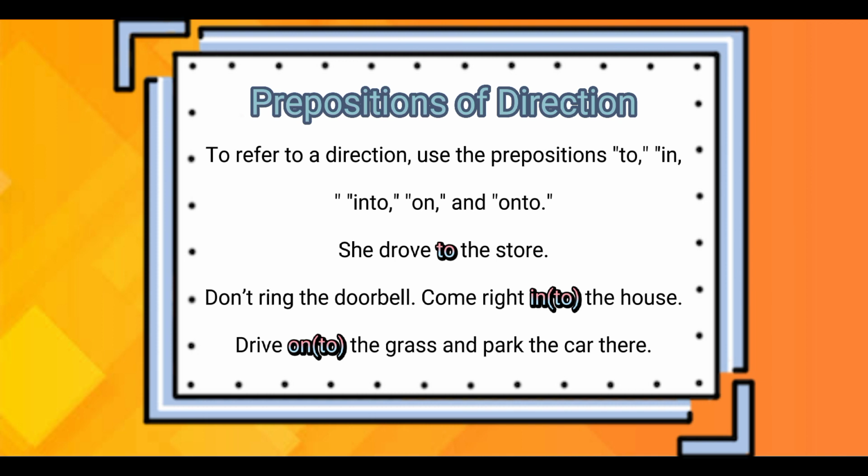Prepositions of direction. To refer to a direction, use the prepositions to, in, into, on, and onto. She drove to the store. Don't ring the doorbell. Come right into the house. Drive onto the grass and park the car there.